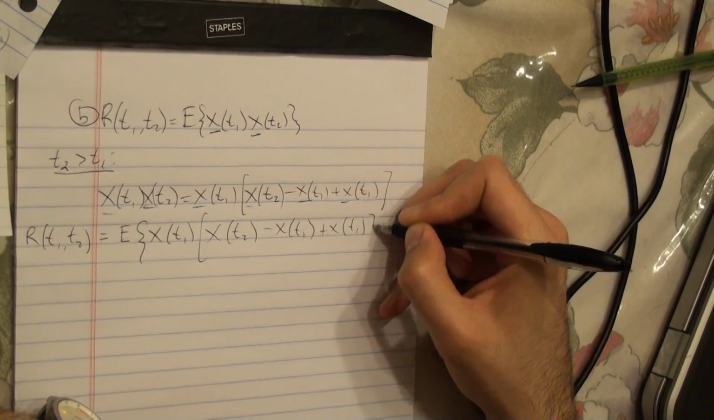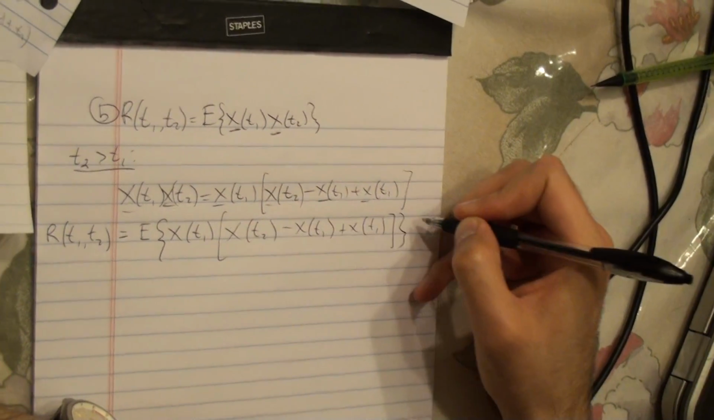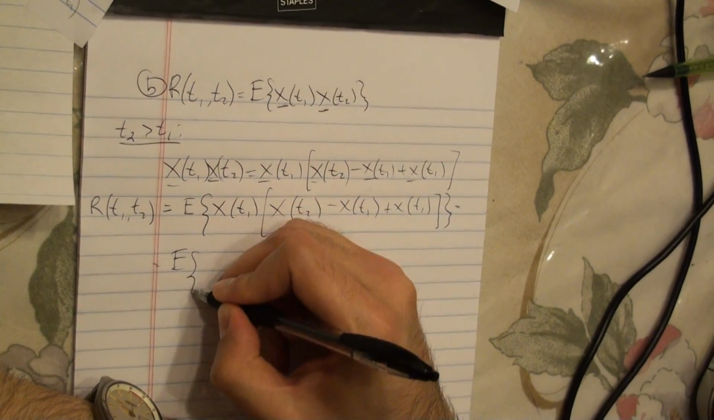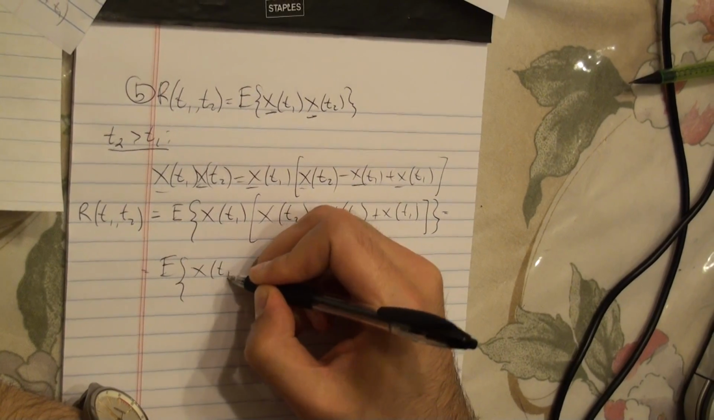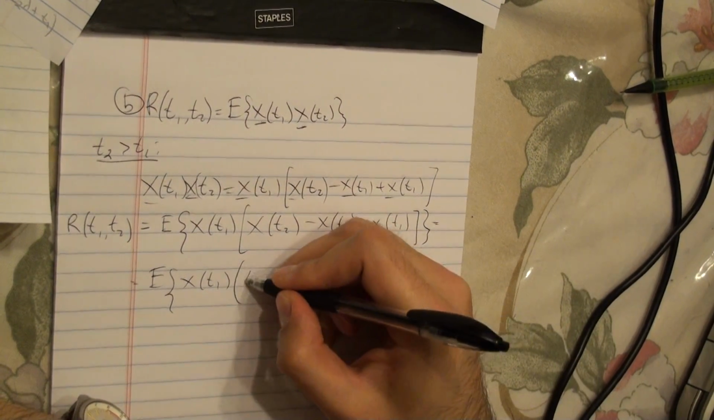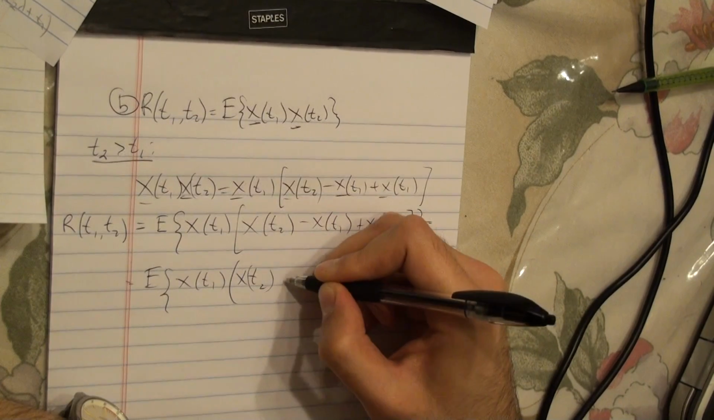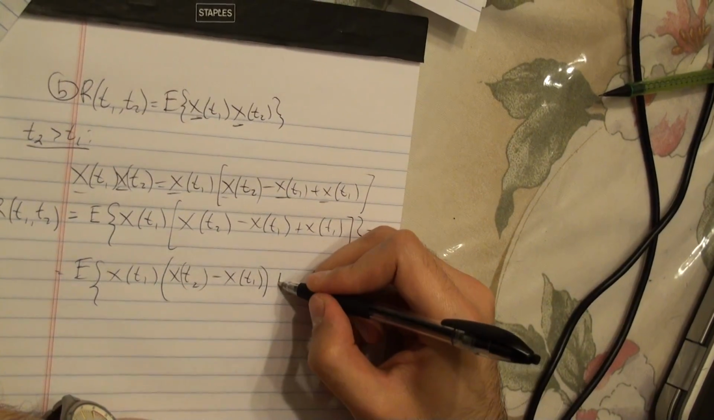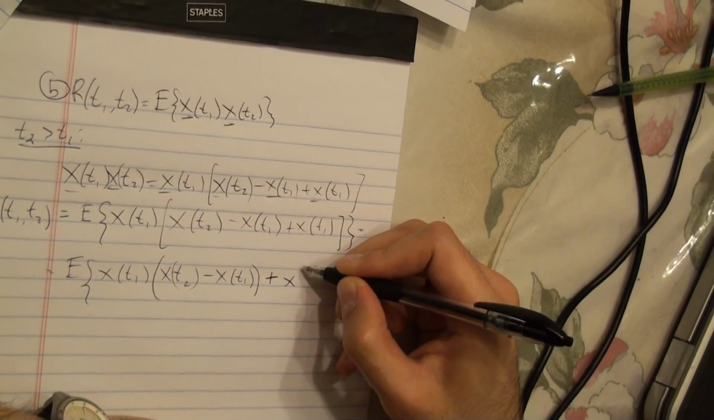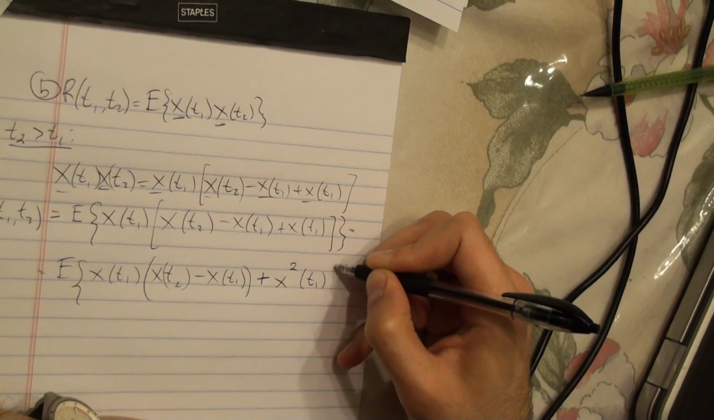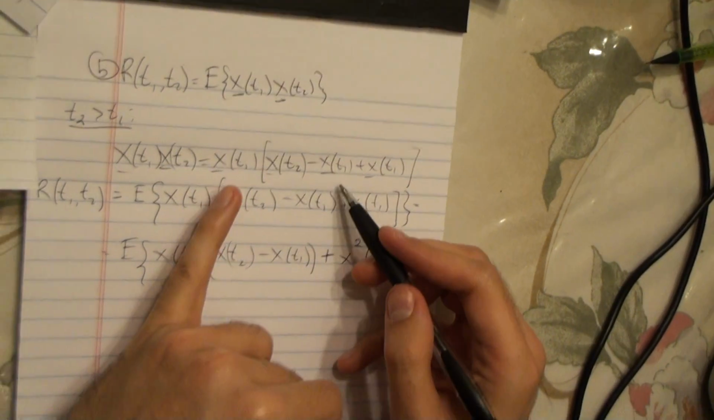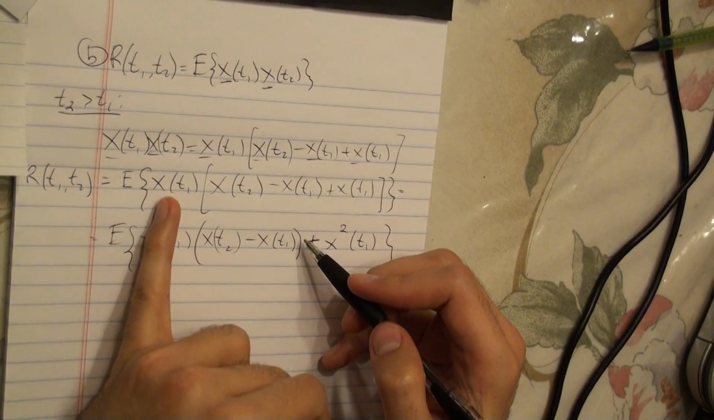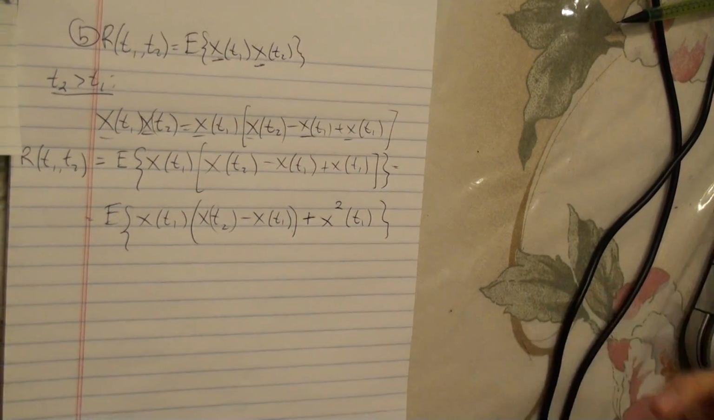So I'm going to multiply through. We get the expected value of X of t1 times X of t2 minus X of t1, plus X squared of t1. Basically I took this as a separate piece of the sum, multiplied that by that, and then I multiplied this by this. So there's a reason why I did that.